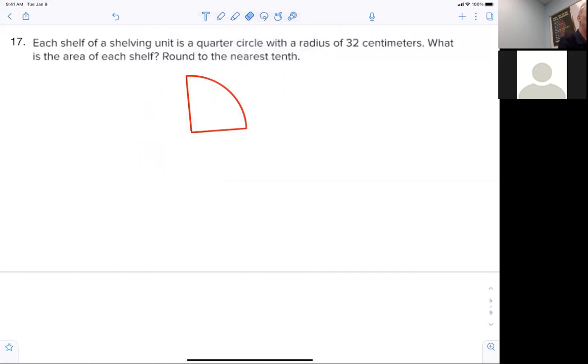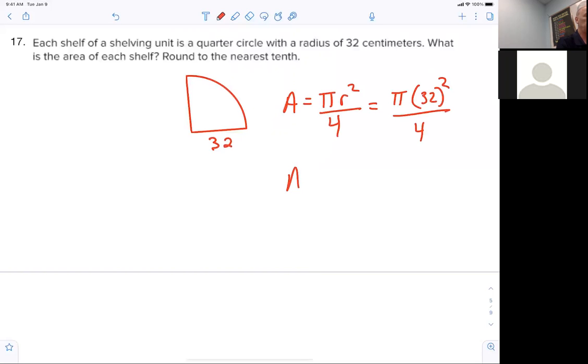All right, so tell me, what is the radius again? 32. Okay, so how do I find the area, please? Pi r squared, and then what? Yes, ma'am. Divide that by 4. Good job. So area equals pi. What's the radius again? 32 squared divided by 4. So my area was what?